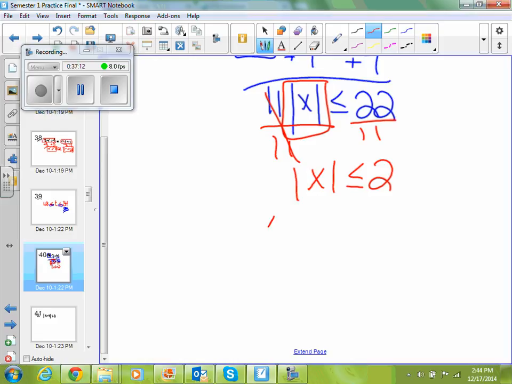The first one, everything stays the same. So x is less than or equal to 2. The second one, everything changes. So x is greater than or equal to negative 2. So remember, those are your answers. Absolute value equations always have 2 answers.